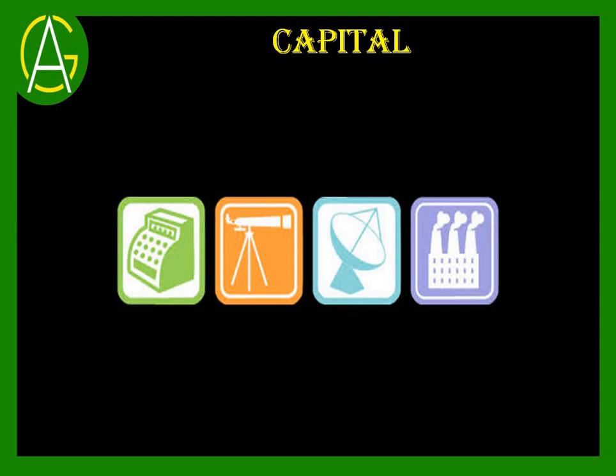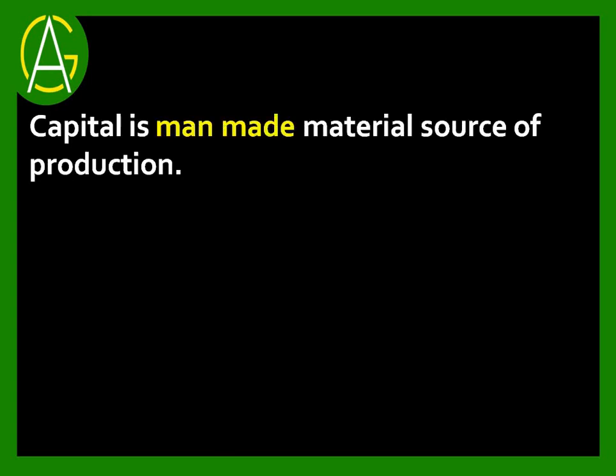Next factor of production is capital. Now capital, in ordinary terms we believe that capital is money, but in economics capital is not money. Let us understand the meaning of capital in economics. Capital is a man-made material source of production. It means that whatever is created by man in order to produce further is considered as capital.